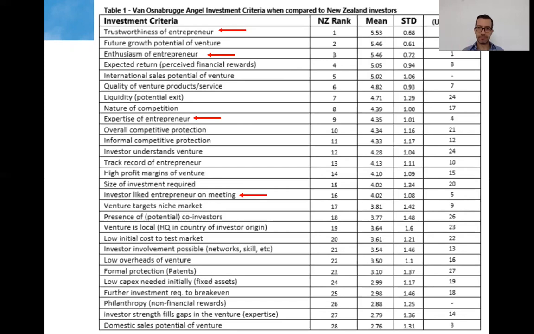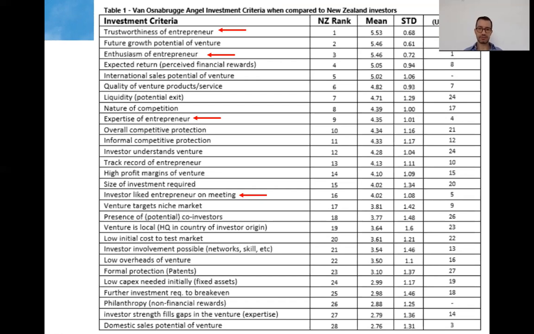You can see for both New Zealand investors as well as US investors, let me try to move the video a little bit. For both types of investors, the trustworthiness of the entrepreneur is very important. You can see that it is number 1 here, number 3 here, number 2, and number 1 for New Zealand and US. So investors want to invest in someone they can trust, someone with experience, with enthusiasm, here with expertise, and someone they generally like. So someone they have a good relationship with. Of course, expected returns are very important, future growth potential of the venture is very important, and so on.